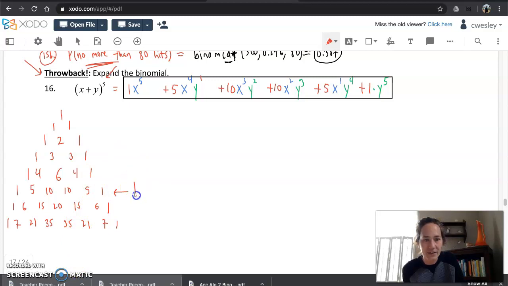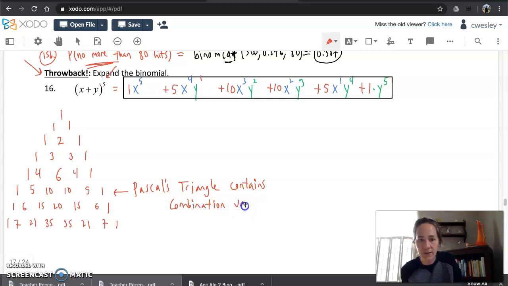So I'm just going to say here, Pascal's triangle contains combination values. And I don't know if we formally recognize this together or if we haven't yet. Take row 5, for instance. How many ways are there to choose one thing or 0 things out of 5? There's one way to pick no things out of 5.